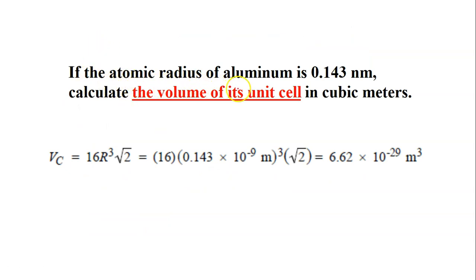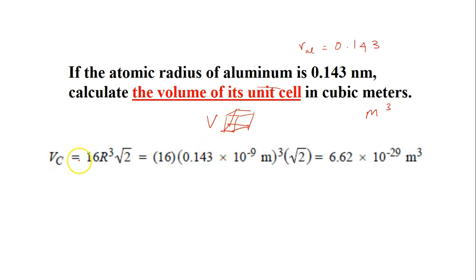If the atomic radius of aluminium is 0.143 nanometer, so this is R for aluminium, calculate the volume of its unit cell in cubic meters, in meter cube. So it wants the volume of the unit cell. This is your unit cell, so it wants the volume of the unit cell for aluminium. When you get this kind of question, make sure you understand what the question wants.